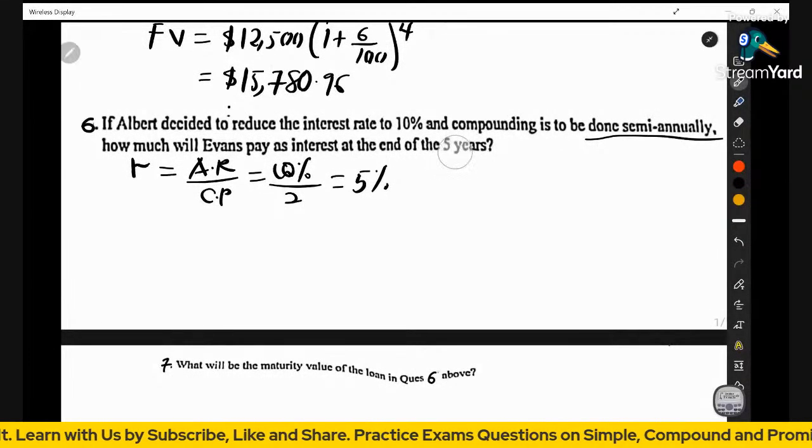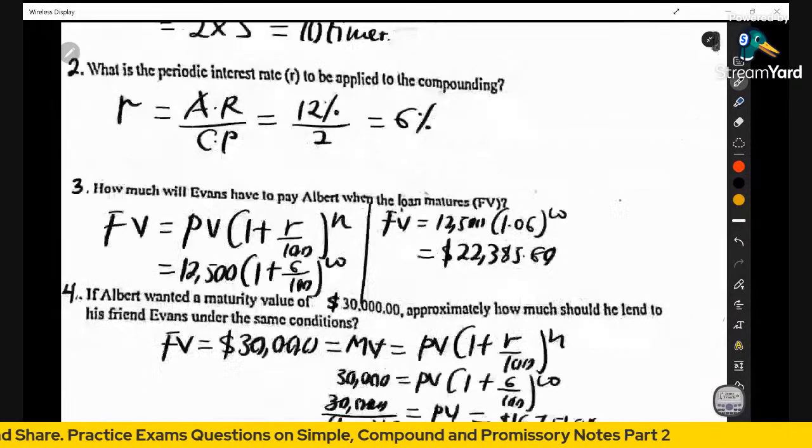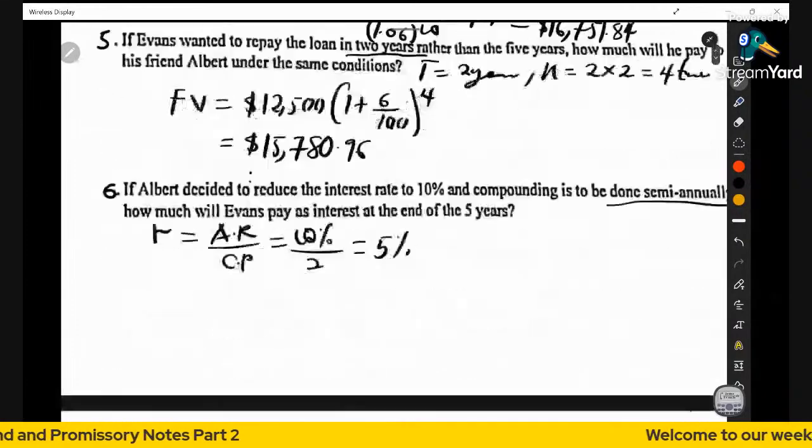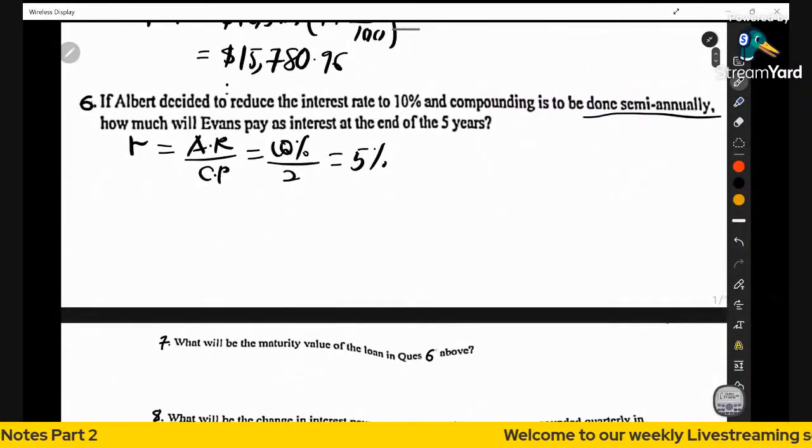The 5 years means that you're still going to make use of the 10 times that we're using in this particular case, which is 2 times 5, getting 10 times. So be guided. All right. So always make reference to what you have done in the past so that you don't backslide.